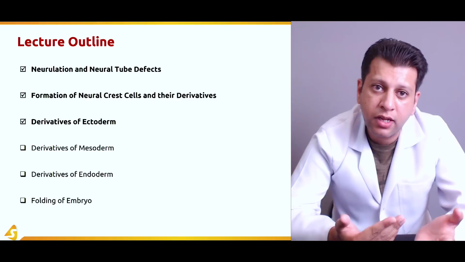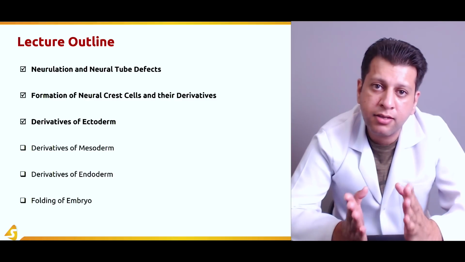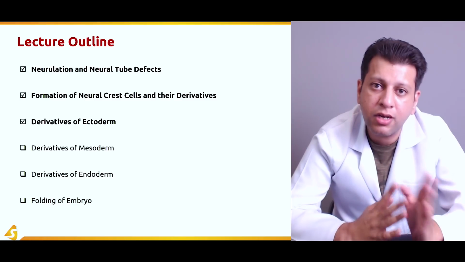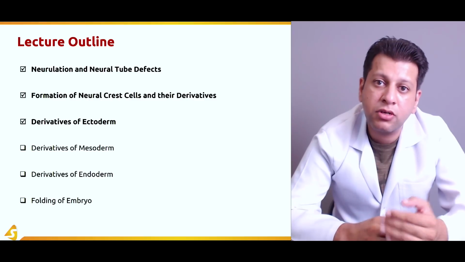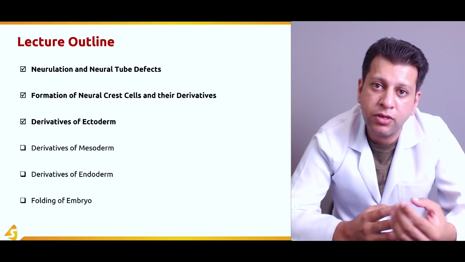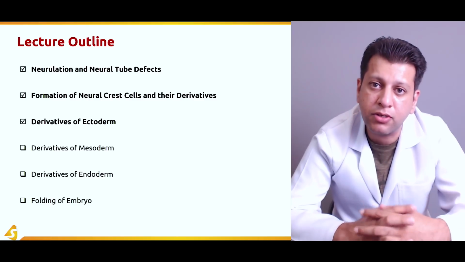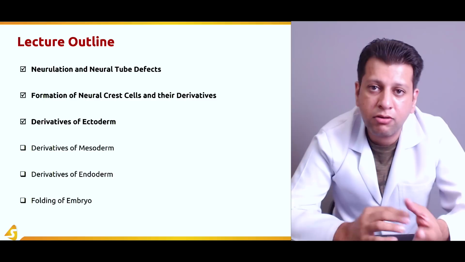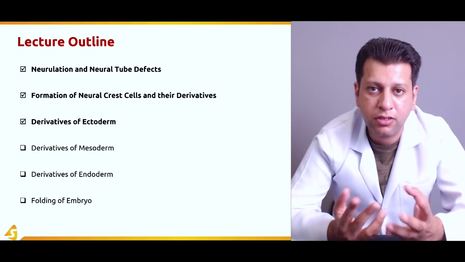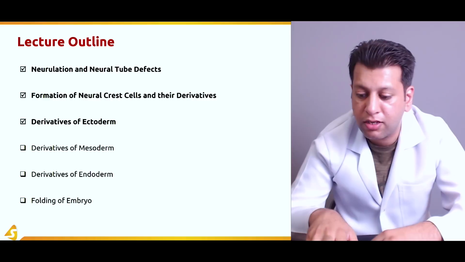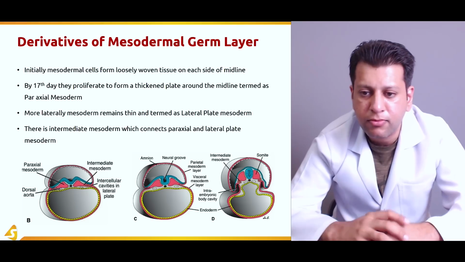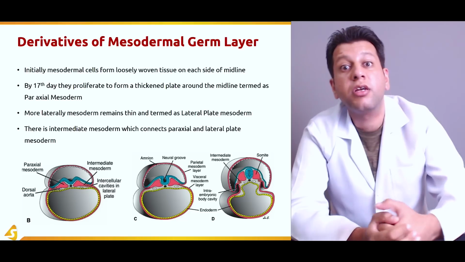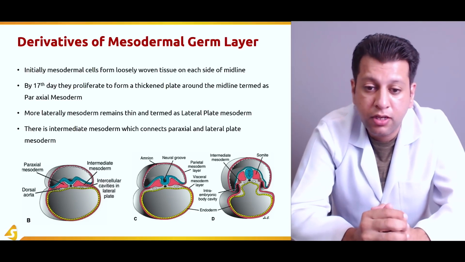And mesoderm further has 3 parts: paraxial, intermediate, and lateral plate. Lateral plate mesoderm is further divided into 2, forming the visceral and parietal mesoderm. And how all these outlines form different structures, I will be discussing in next slides. So coming to the derivatives of the mesoderm.